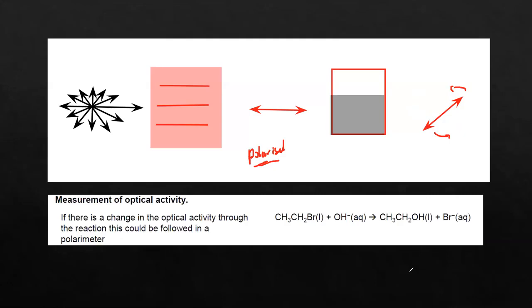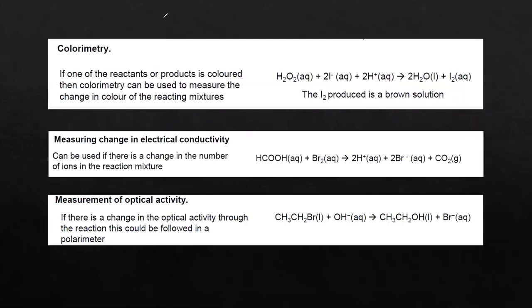This is only valid if there is either an optically active reactant or product. In the last topic of the chapter, in the discussion of chiral carbon, we'll discuss how a molecule can be optically active. These are different practical ways to measure the speed or the rate of a chemical reaction.